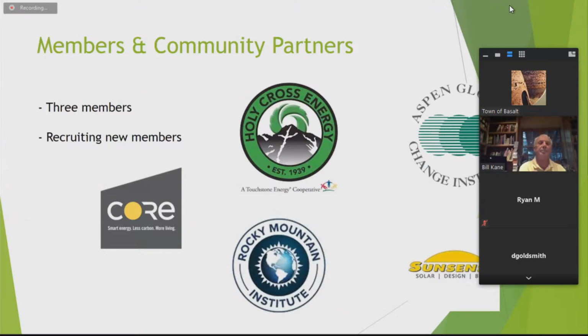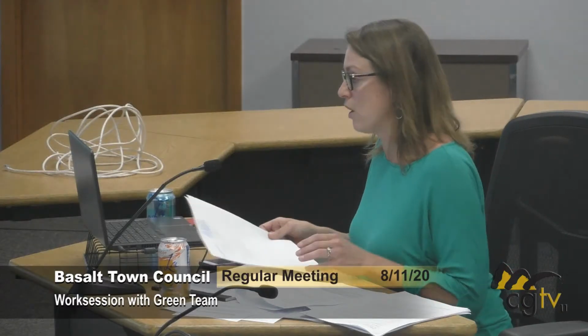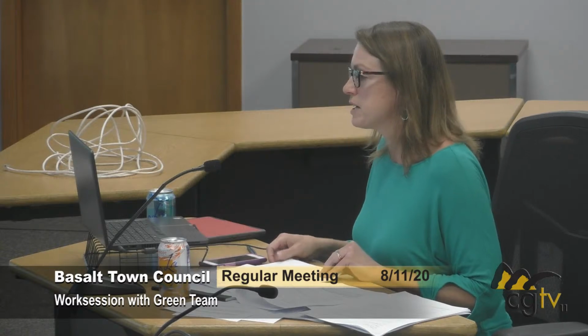The Green Team is successful due to its partnership between members and its many community partners, including CORE, Holy Cross Electric, Aspen Global Change Institute, Rocky Mountain Institute, Sunset Solar, and Full Circle Construction. We currently have 3 members, and we are actively recruiting new members. So anyone out there who might be interested, please contact me at the planning office, and we'd be happy to get you more information as to how you might become a member of the Green Team.